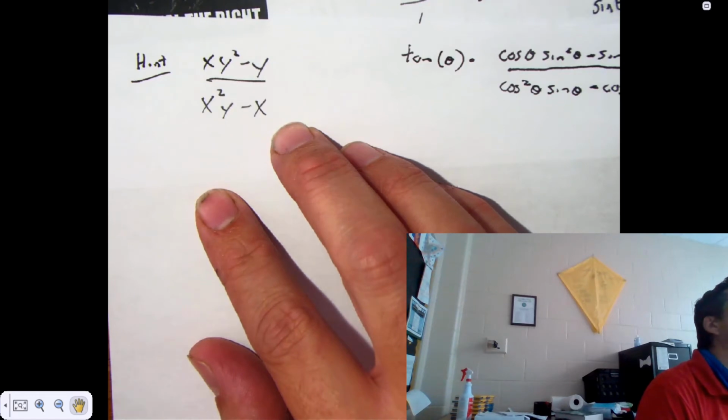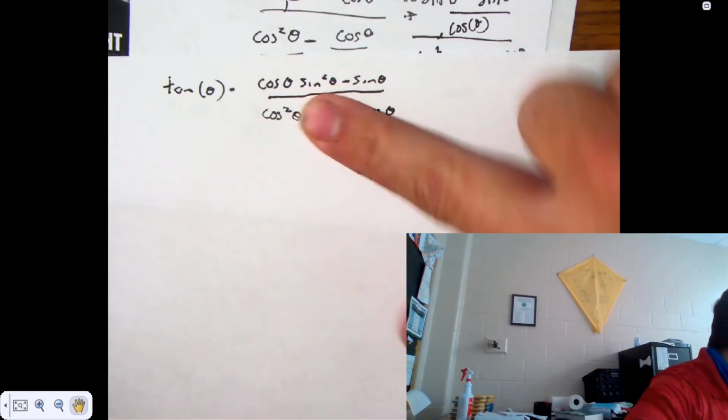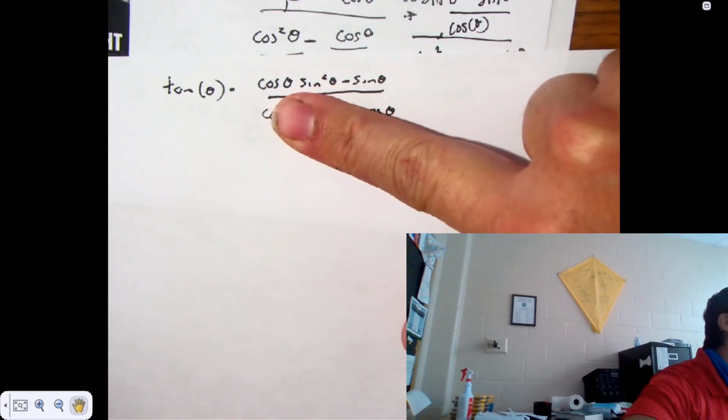So why is it the first commandment? You can pull it. What can I pull from the top? From two? There's two distinct pieces up there, is there not? What can I pull? I can pull a sine.